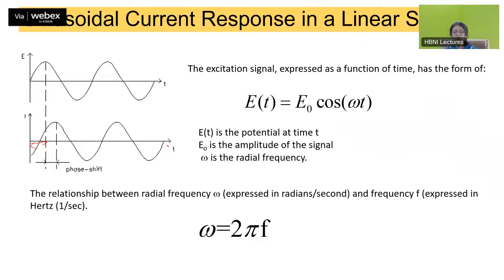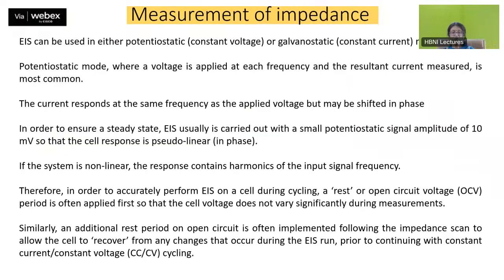The relationship between this radial frequency omega, which is expressed in radians per second, and frequency f, which is in hertz, the normal frequency unit which we all commonly hear, that is per second, is omega = 2 pi f. So how do you measure impedance?